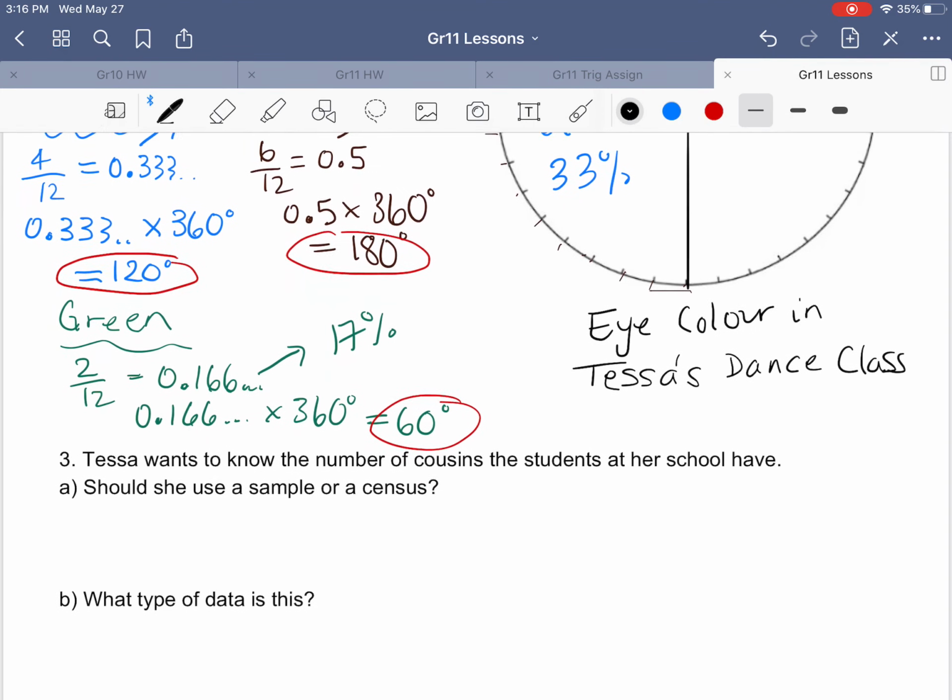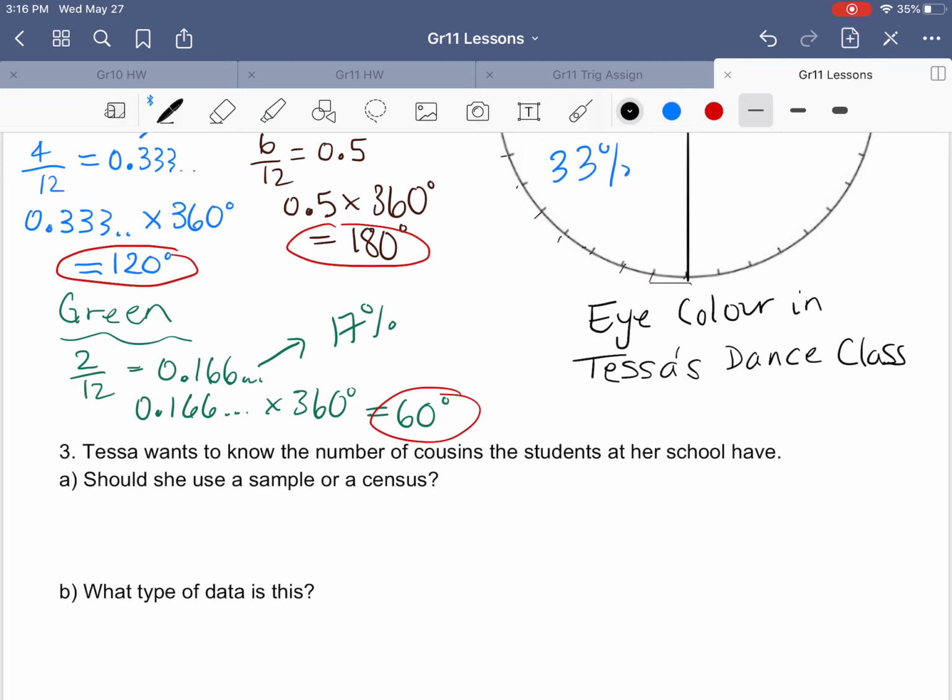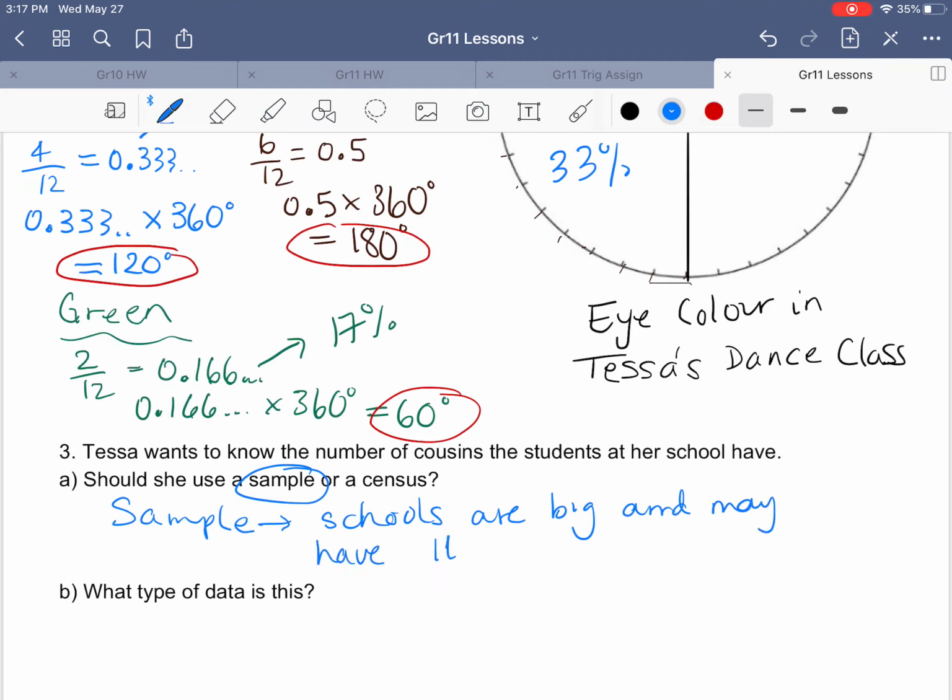Okay, let's continue on. So Tessa wants to know the number of cousins the students at her school have. Should she use a sample or a census? Now in this case, she should for sure use a sample. So schools are pretty big usually, and going around and asking every single person in the school how many cousins they have could take quite a while. Okay, so she should use a sample. Schools are big and may have hundreds or thousands of students.